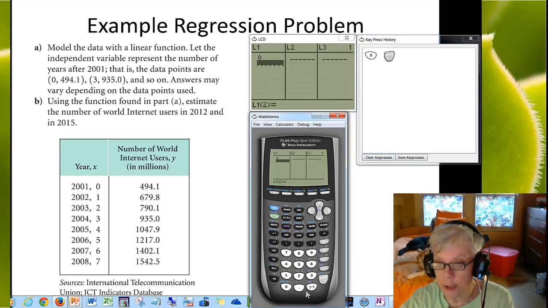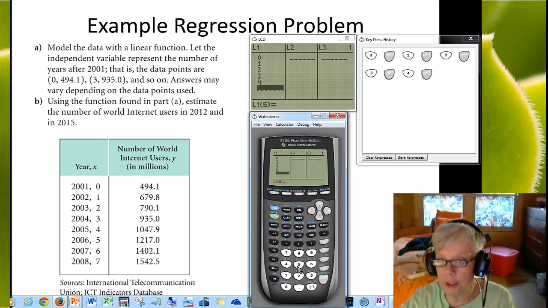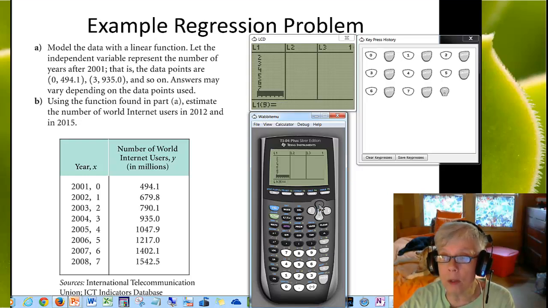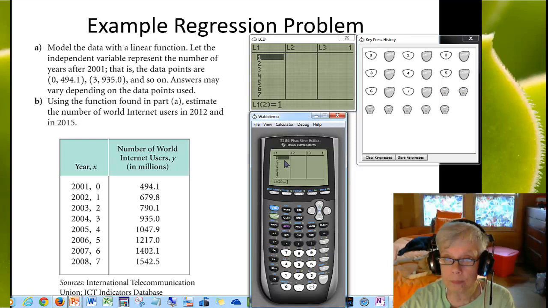0, enter. 1, enter. 2, enter. 3, enter. 4, enter. 5, enter. 6, enter. 7, enter. And then I'm going to use my up arrow key to go back to the number 1. Right there.